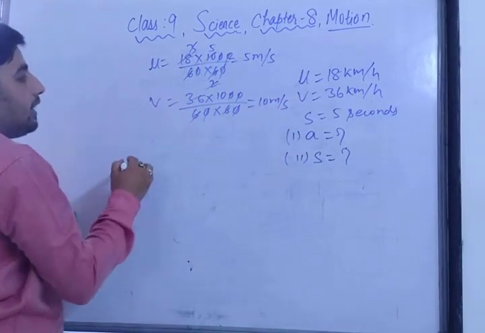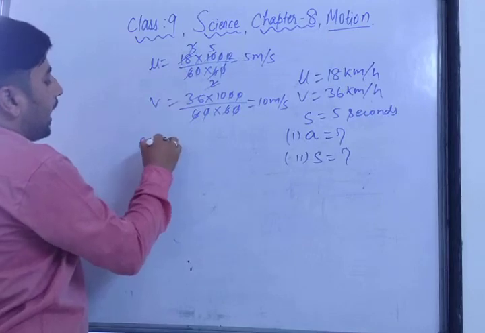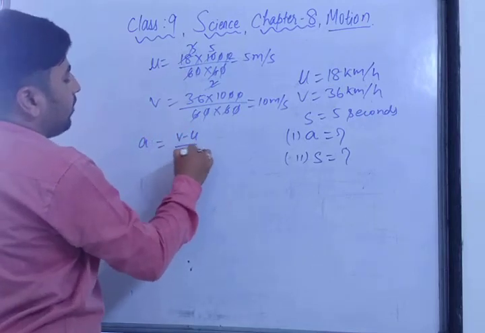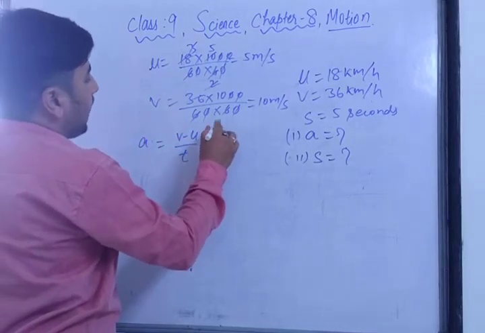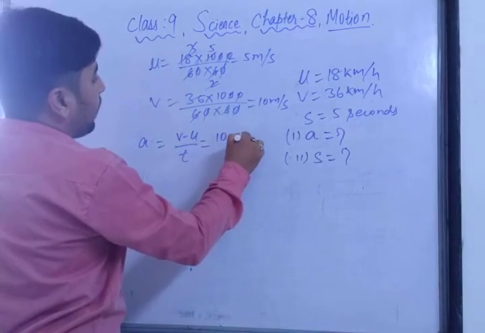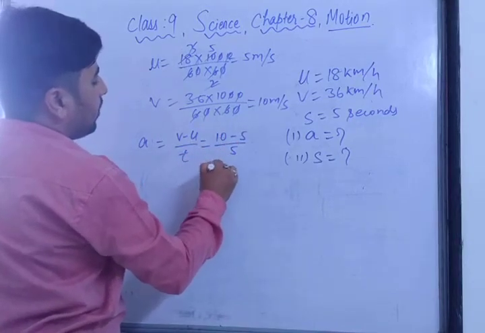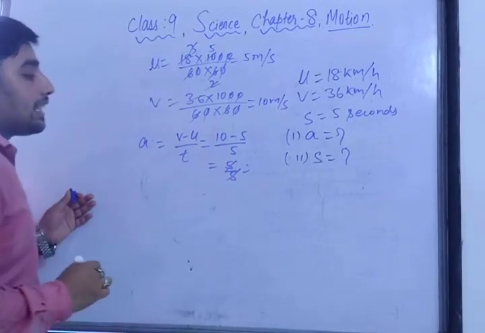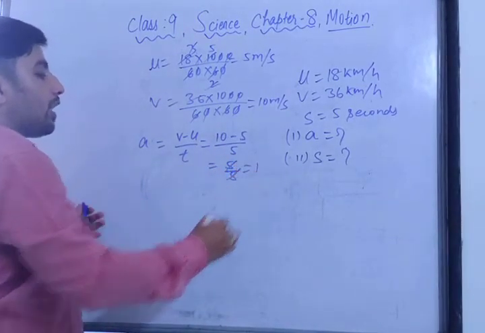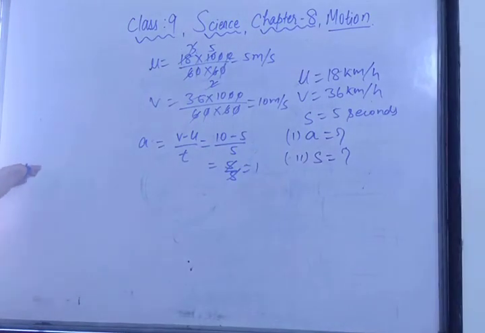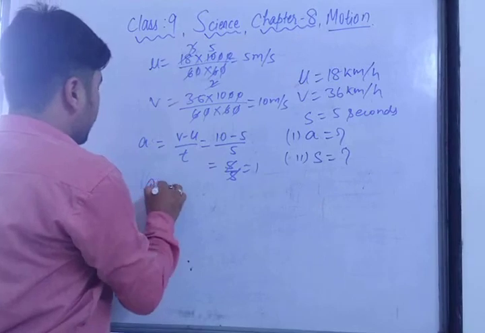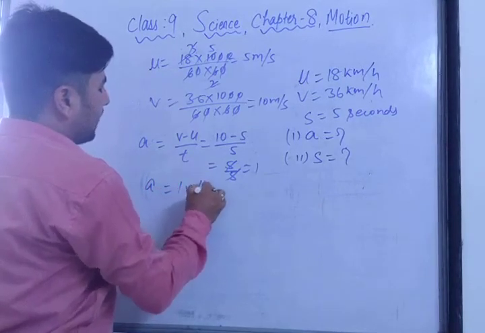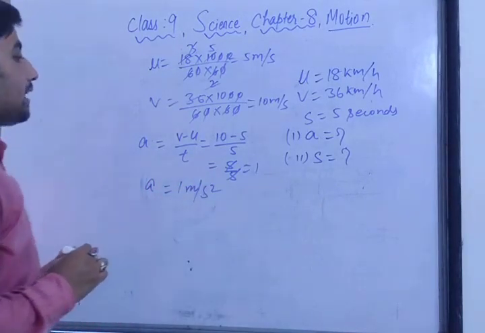Now you can easily calculate the value of a. a is equal to v minus u upon t, which is 10 minus 5 upon 5, that is 5 by 5. What is the SI unit of acceleration? Can you tell me? The SI unit of acceleration is meter per second square. So here acceleration is 1 meter per second square. Got it? So this was answer number 1.